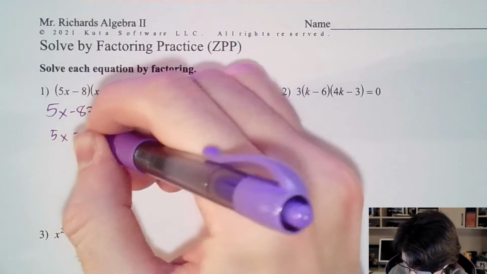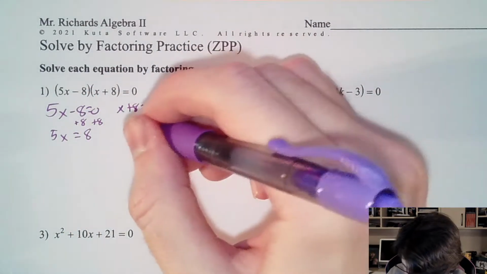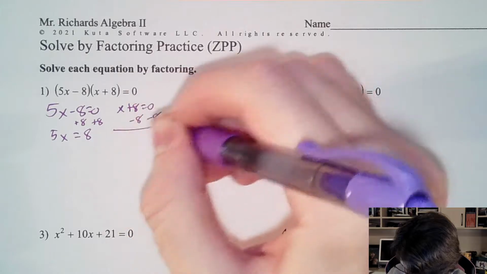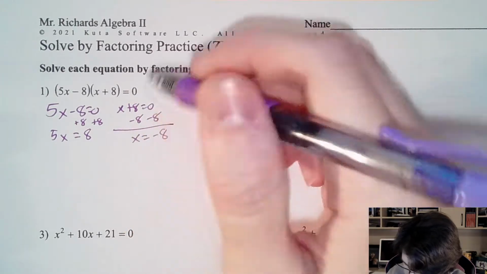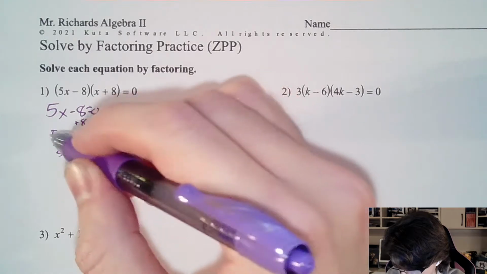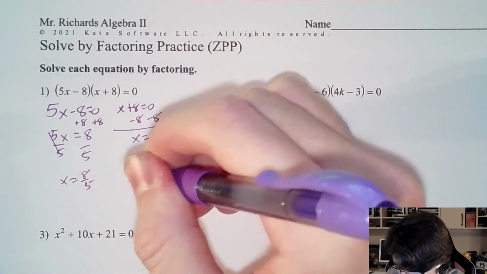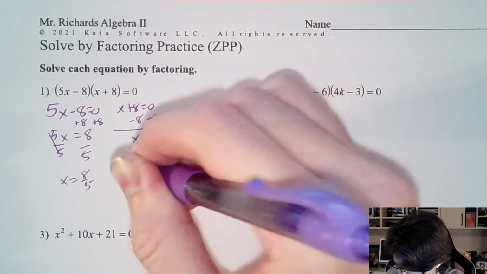So 5x equals 8. We just added 8 to both sides of the equation there. We're going to subtract 8 on this problem. This one we get x equals negative 8. On this one here, we still haven't solved for x. We've got to divide both sides by 5. And therefore x equals 8/5. And we have x equals negative 8. Beautiful.